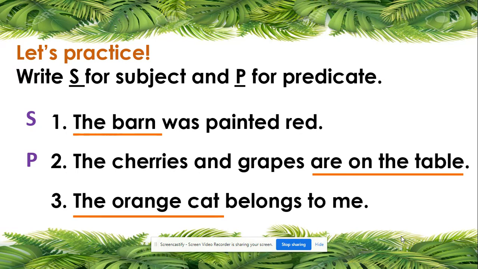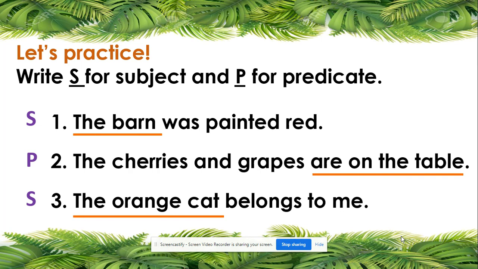The orange cat belongs to me. So what is this? Since the orange cat is the one being talked about in the sentence, this is a subject. So in this lesson, we've learned that a sentence has a subject and a predicate.